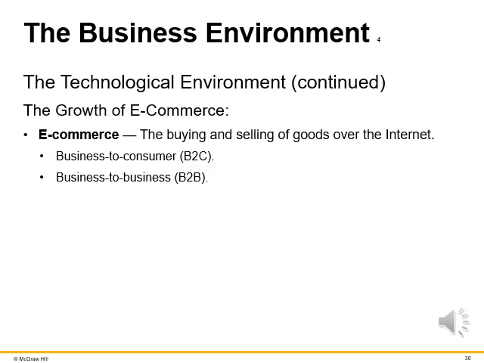As important as technology is to business, there is the growth of e-commerce, the buying and selling of goods online. There are two major types of e-commerce. There's the business to consumer, the B2C, or the business to business, B2B. So say that like 4 times really fast.